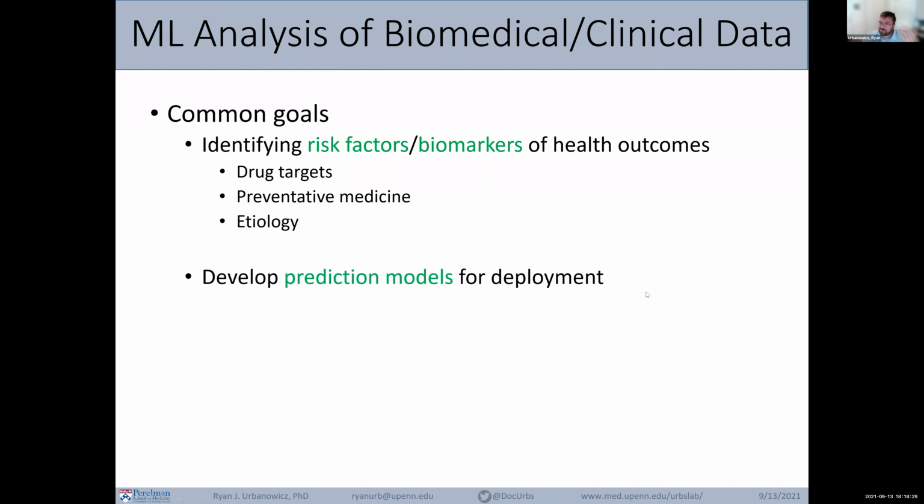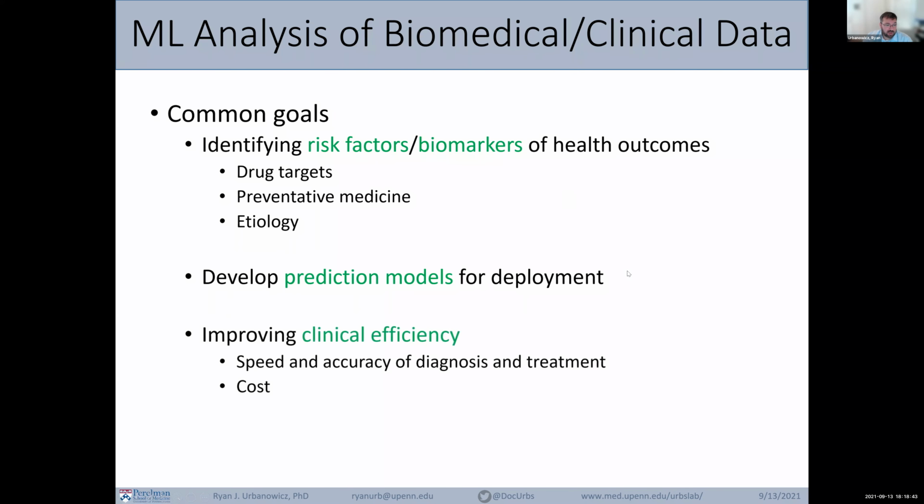We also want to develop predictive models for deployment. So maybe in the clinic, we want to identify what patients are at highest risk of readmission after a certain number of months after being treated for cancer, or something along those lines. We also want to improve clinical efficiency, right?